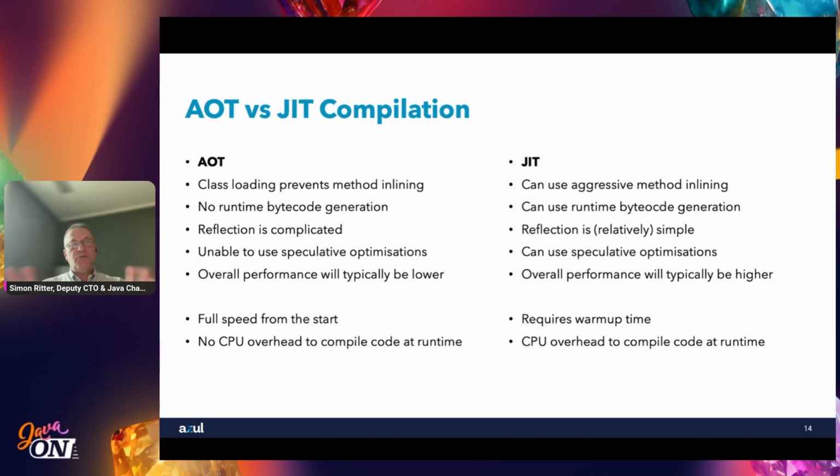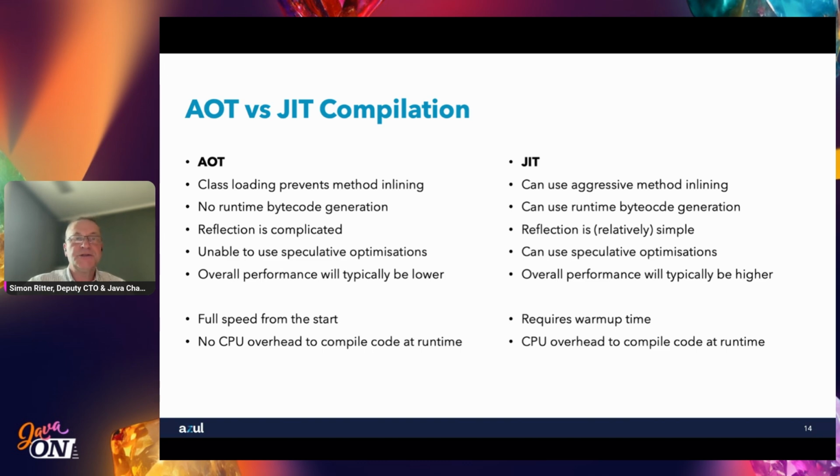So if we compare ahead of time compilation with JIT compilation, we can see that for ahead of time compilation, class loading prevents us from doing very aggressive method inlining, because we can't guarantee that at runtime there might not be some class that's being loaded. So we have to get around that. We can't generate bytecodes at runtime, so that's a limitation on what we can do. Reflection becomes complicated with ahead of time compilation.